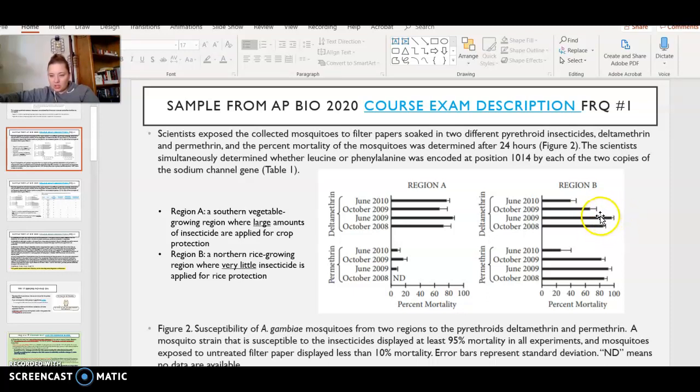So small changes. But then in June 2010, we do see a significant drop in region B with mortality to delta. I'll call it delta. And so these I would call significant differences. To the P version, these 3 changes, the 2008 and 2009s, I would call these insignificant changes. And then suddenly out of nowhere, June 2010, we do see a significant drop in mortality. So you just need to describe that in C.